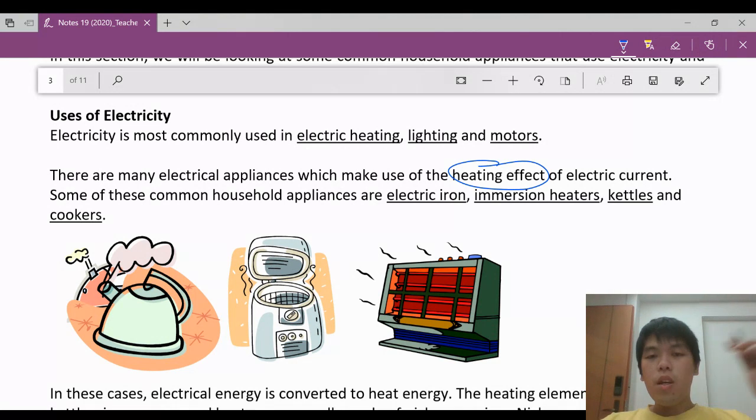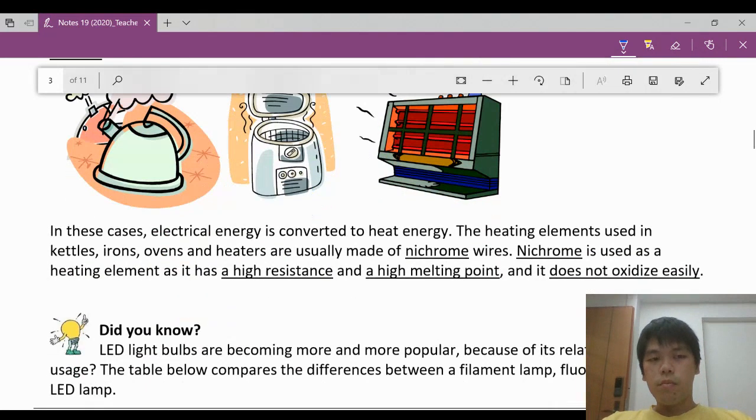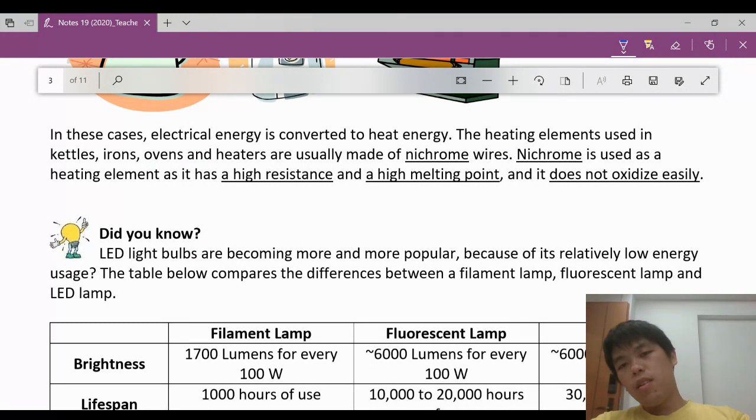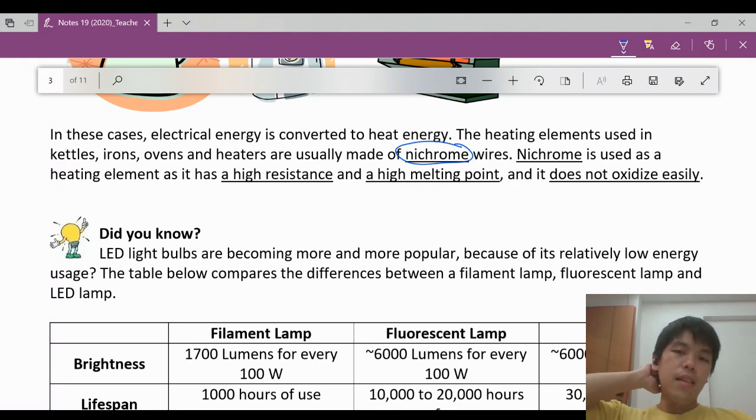Three common household items will be your electric iron, your immersion heaters, kettles, and maybe even the cookers. In this case, electrical energy is converted into heat energy. The heating elements used in these devices are usually made of nichrome wires. Nichrome is used as a heating element as it has a high resistance, high melting point, and it does not oxidize easily. So anything that has to do with heating, usually they will use nichrome.